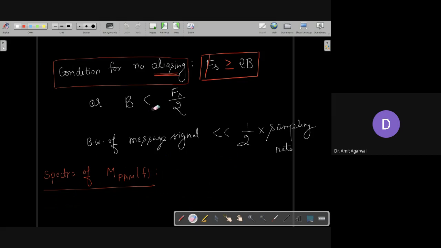So in the time domain, though you are only taking the values of your message signal at discrete time instances, you are ignoring the interval between 0 and Ts, Ts and 2Ts, and so on. But you are not losing anything if your sampling rate is greater than twice the bandwidth of your message signal. ठीक है, तो दिस इज द कंडीशन फॉर नो एलियासिंग, जस्ट रिमेंबर इट.